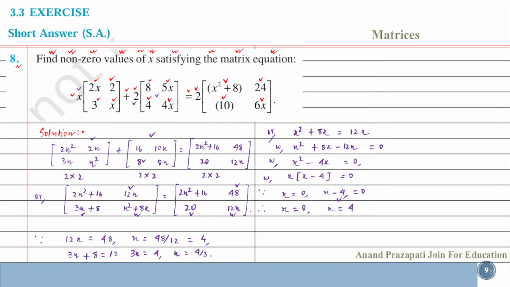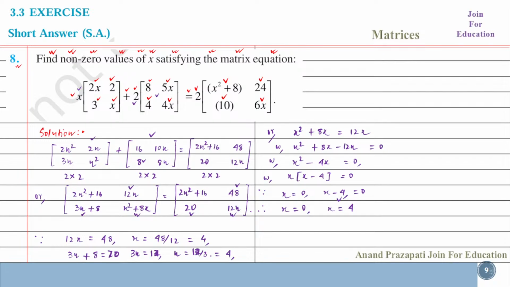So once again see here, 3x plus 8 equal to what? This is 20. By mistake, 12 is written here. So we write down 20 here. Then 3x equal to 20 minus 8 equal to 12, and x equal to 12 by 3 equal to 4.